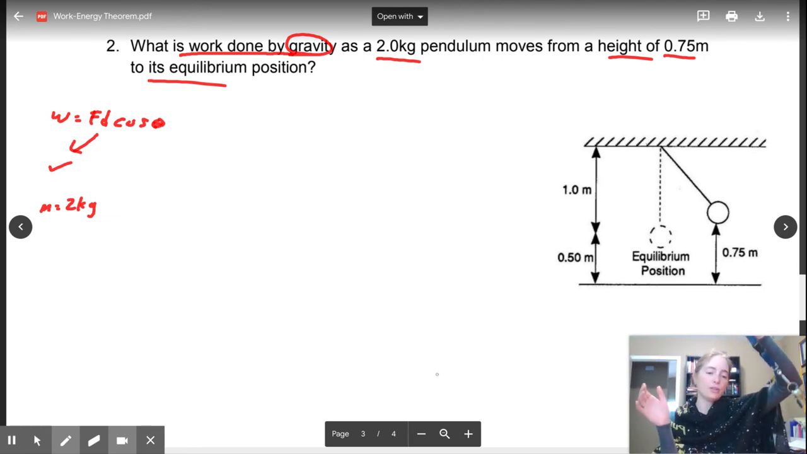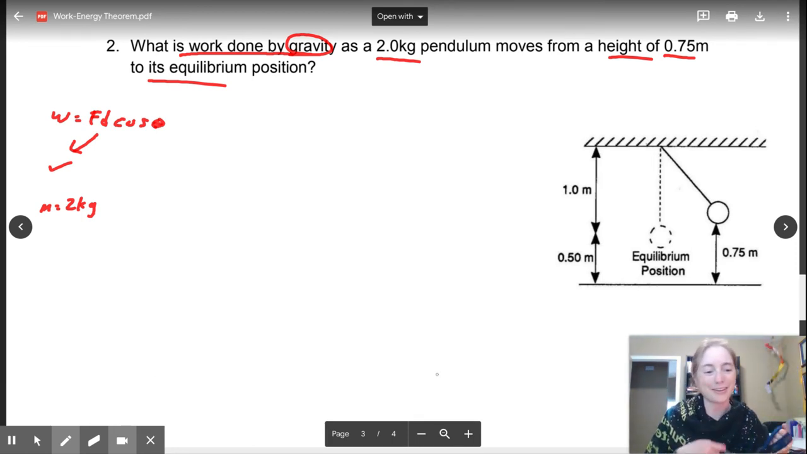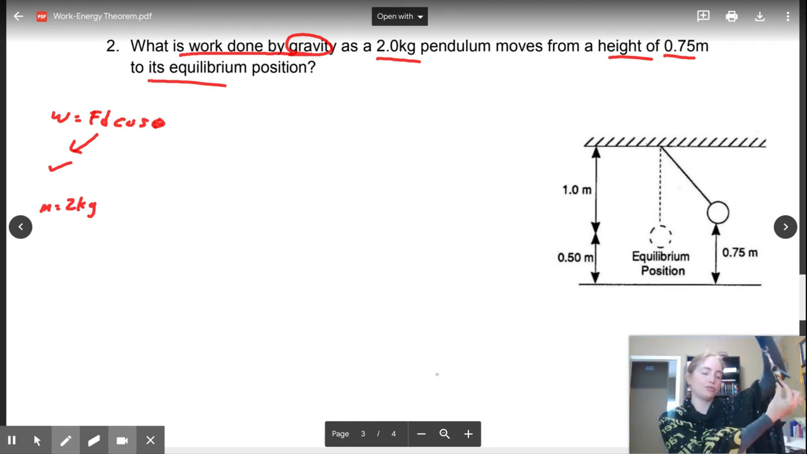So notice how when the keys are swinging, we're going potential, kinetic, potential, kinetic, potential, kinetic. We're going to talk more about that in our next video. But for now, we want to know the work done by gravity in moving the keys from here to here.